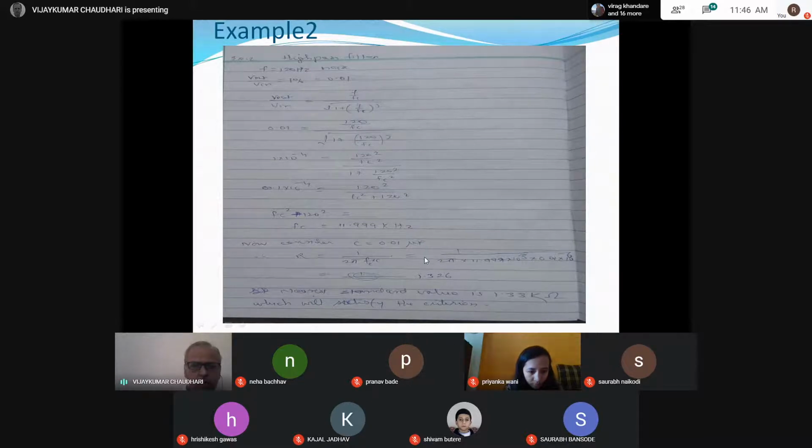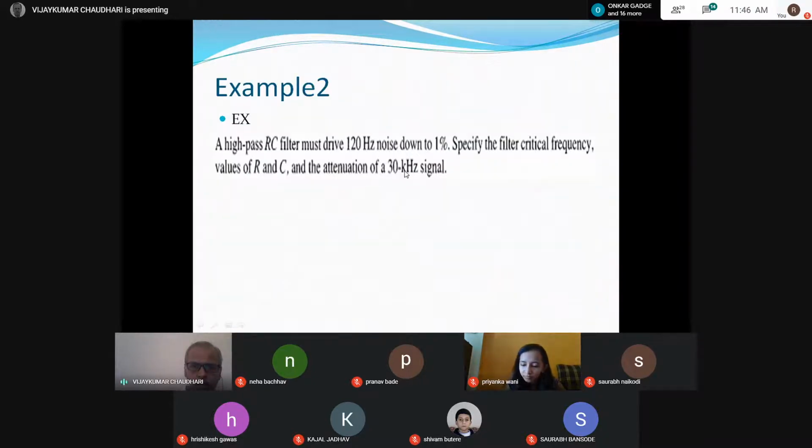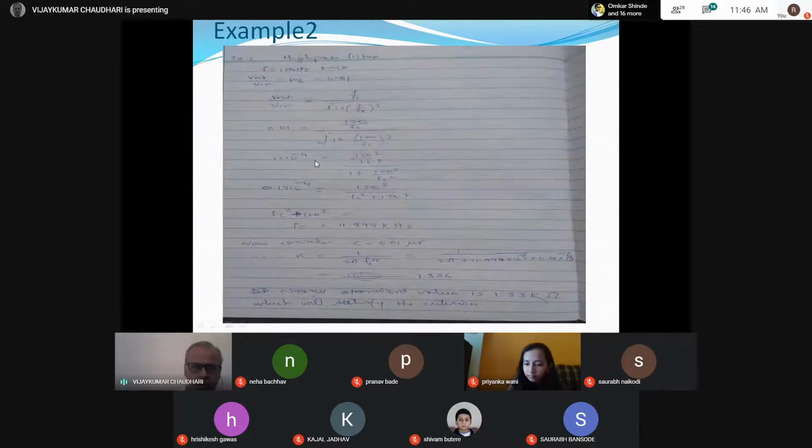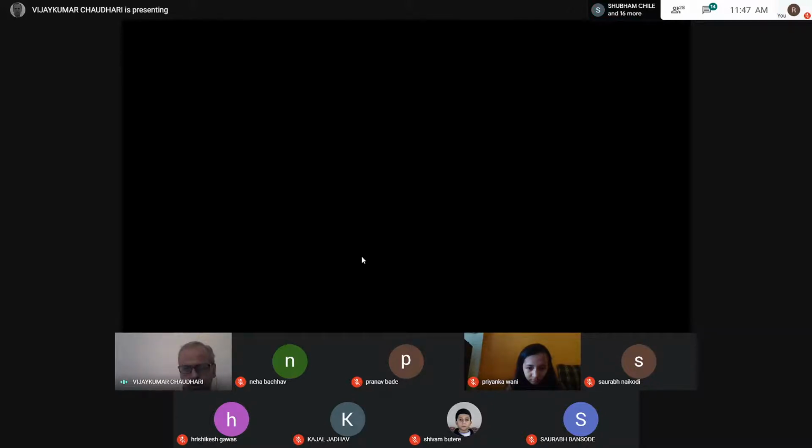Are you calculating? Calculate V out upon V in using this formula with F equal to 30 kilohertz and Fc equal to 11.999 kilohertz. This is a 30 kilohertz signal. What is the attenuation? You have to find out the attenuation, this V out upon V in. Okay, someone has typed the answer.